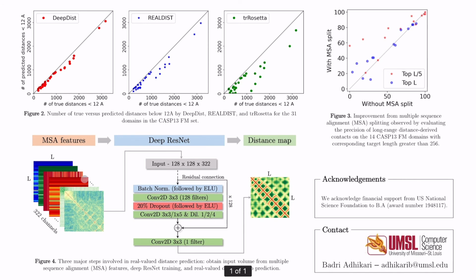Overall, our method is a typical ResNet. There are a few tweaks that we do to make it slightly different. We use convolution size of 3 by 3 and 1 by 5 alternatively, but otherwise we extract the standard features that we use. We also have some tweaks on the features, but basically it's the similar features that we've been using, and we use a deep ResNet to predict real valued distance maps.